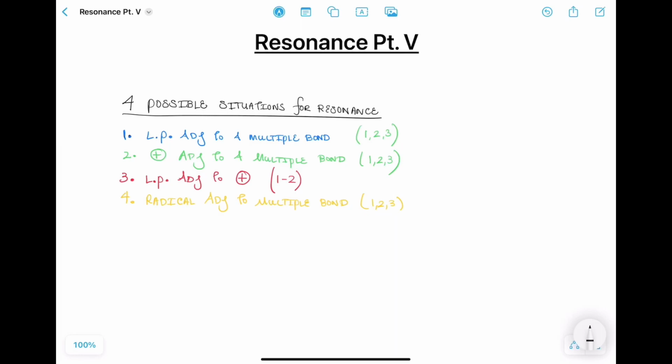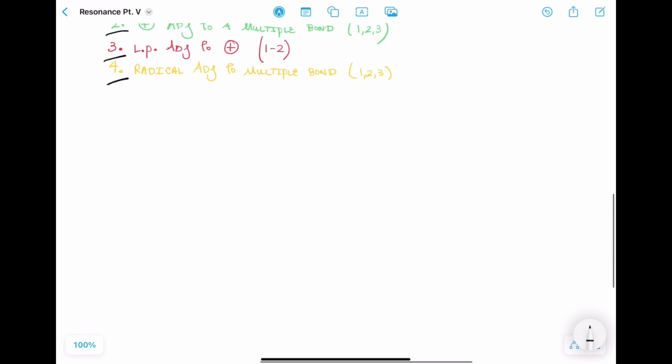In this lesson, we're going to go over a few more examples, and specifically, we're going to talk about the difference in carbocations. If you recall from our last lesson, there are four possible situations in which resonance can occur: a lone pair adjacent to a multiple bond, a positive charge adjacent to a multiple bond, a lone pair adjacent to a positive charge, or a radical adjacent to a multiple bond.